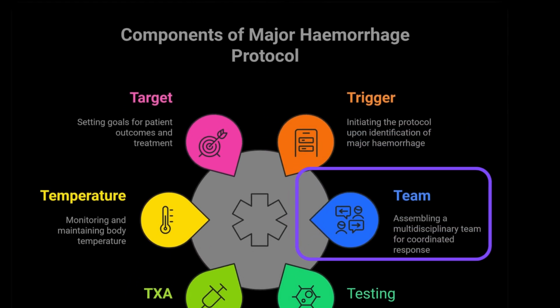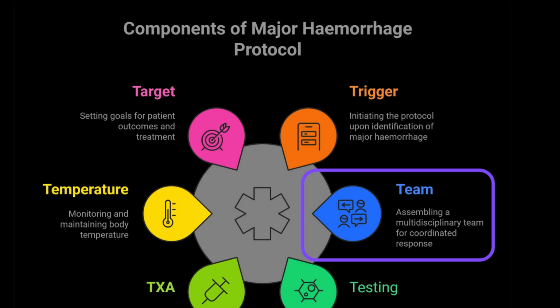The next T is team activation. When a major hemorrhage occurs, time is of essence. In a major trauma scenario, all the relevant specialists are typically involved from the very beginning. However, in the medical cases, once the major hemorrhage protocol is activated, the critical care team and hematologists also become actively involved in the management.